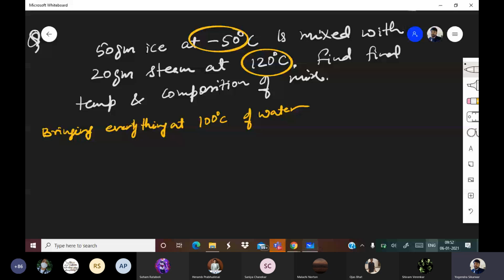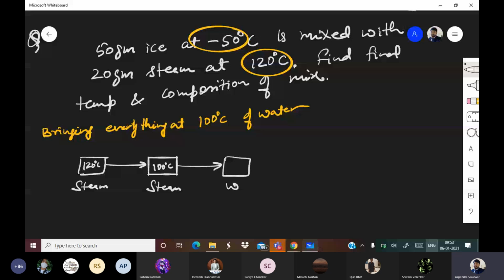So let's first talk about steam. You have steam at 120. First you are converting it into steam at 100 degrees Celsius, then you are converting it into water at 100 degrees Celsius. Heat will be released: Q out 1, Q out 2.